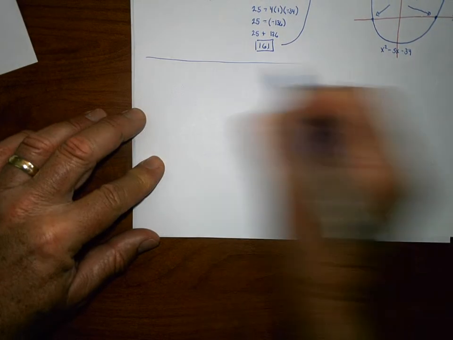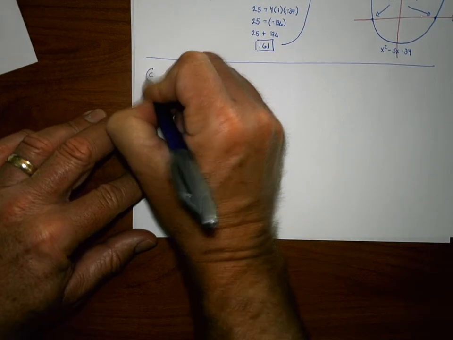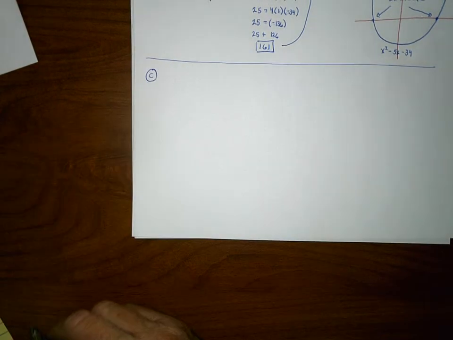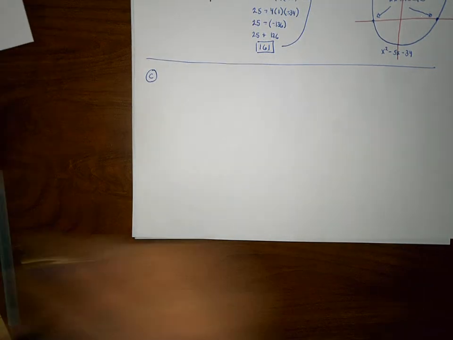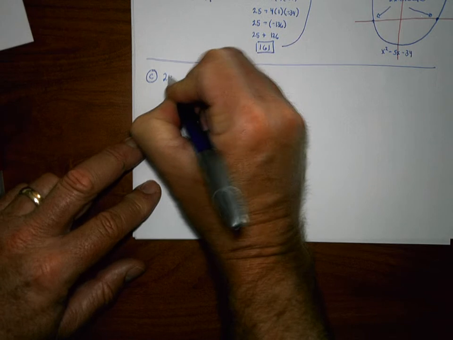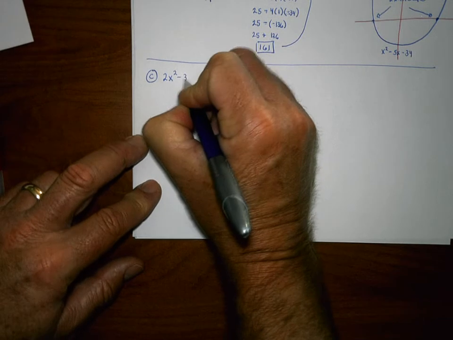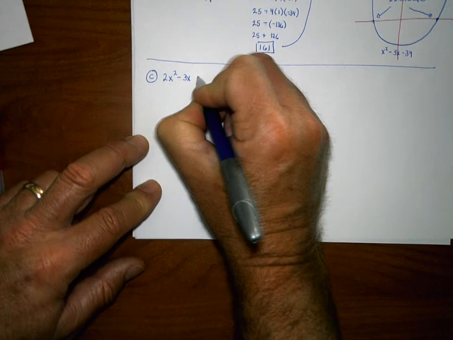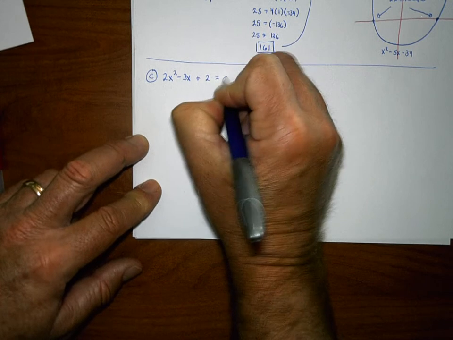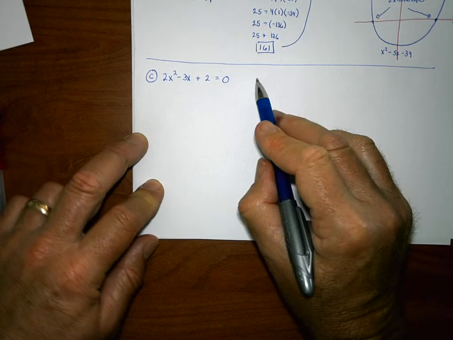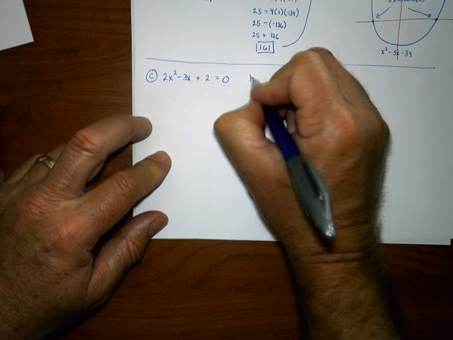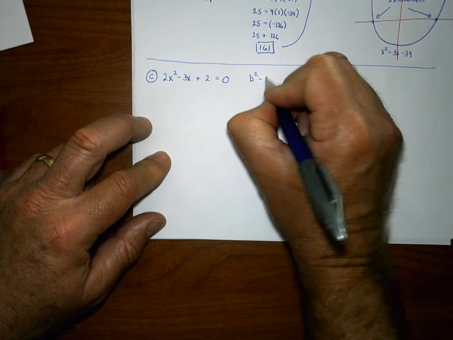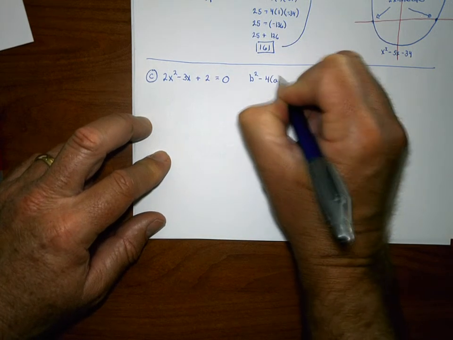C here. Okay, so here we have C. C's equation is going to be 2x squared minus 3x plus 2 is equal to 0. First thing we're going to do is we're going to find the discriminant's value. So once again, the discriminant is the part of the quadratic formula, which is b squared minus 4 times a times c.